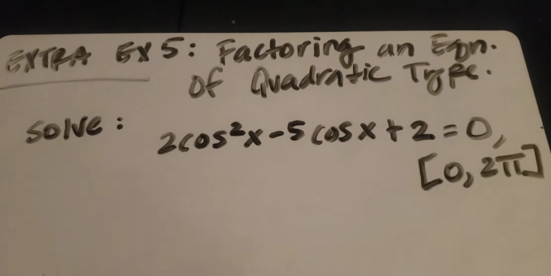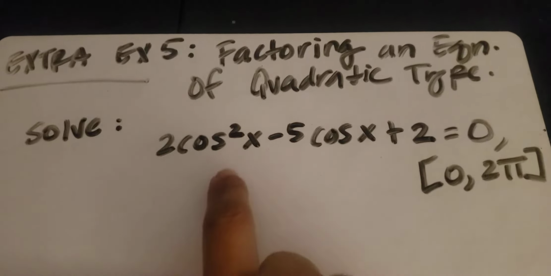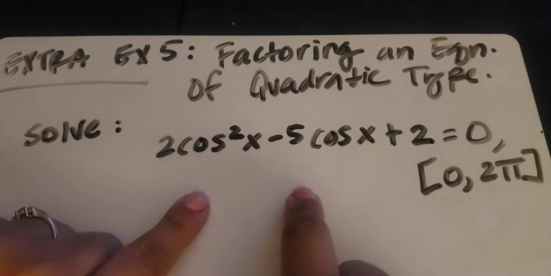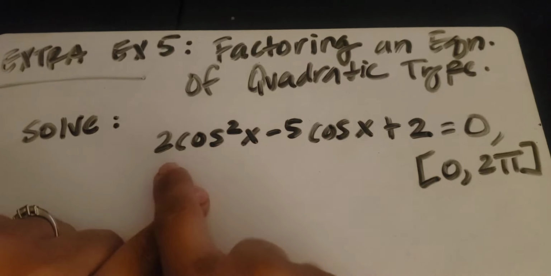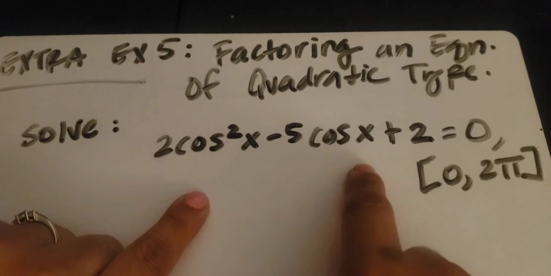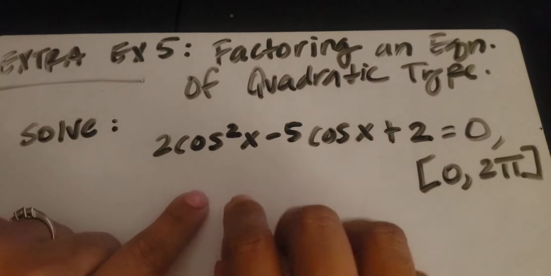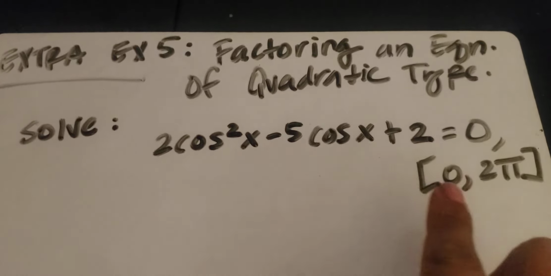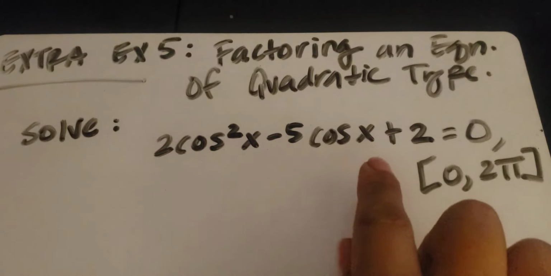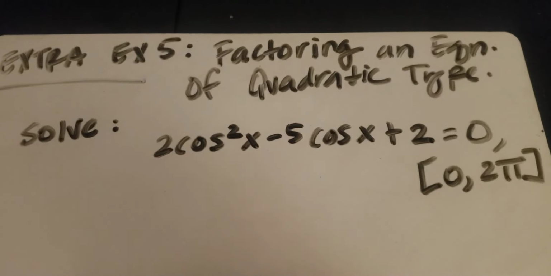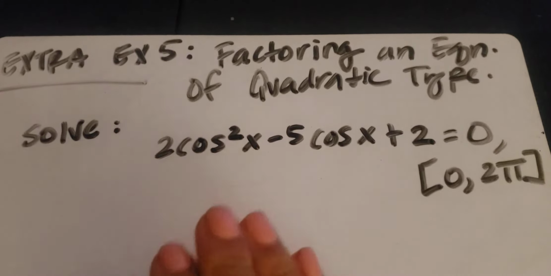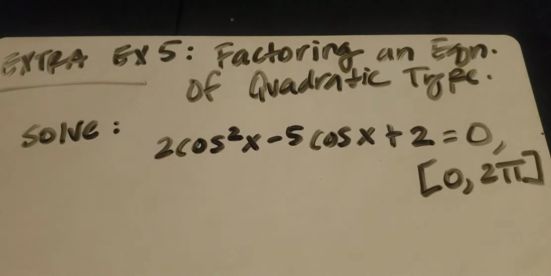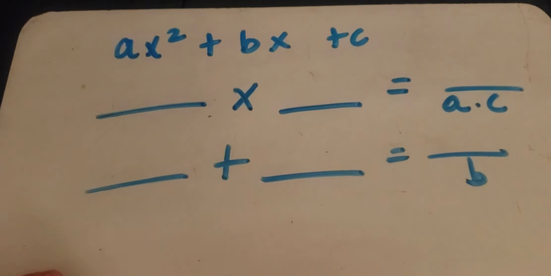Okay, so the first thing I notice is we have 2 cosine squared x minus 5 cosine of x plus 2 equals 0. This is considered a quadratic equation. So just to refresh your memory, I'm going to show you what property you're going to be using, and it's from factoring quadratics. And you did learn them in Integrated 3. It's just been a while. So let me show you.